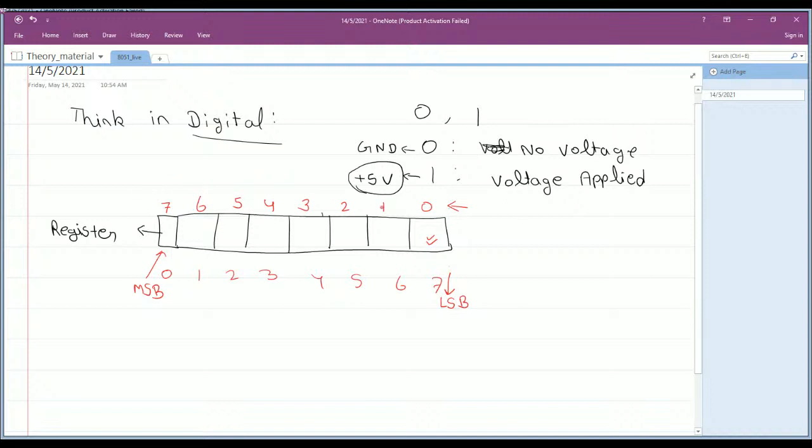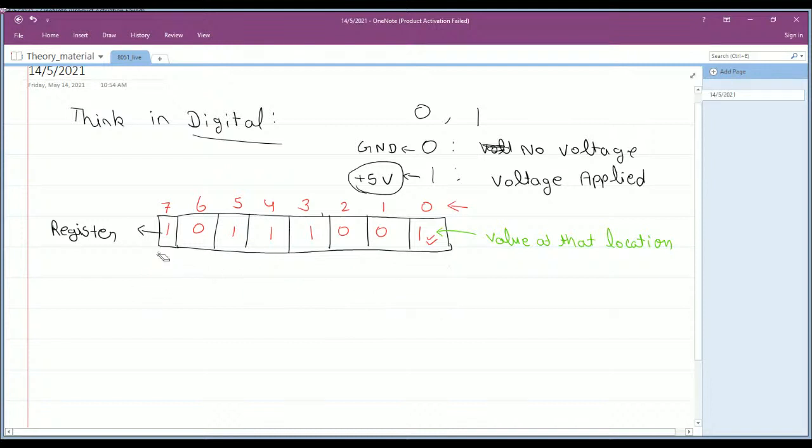Now this is the location number of the register or the bit, and at any location you can write 1 or 0. The values written inside these boxes are the values at that location. So this could be 1, 0. That means at location 0 voltage is applied, at location 1 there is no voltage, at location 2 there is no voltage, and so on. Okay, so these are some of the basics, and let's erase this part.